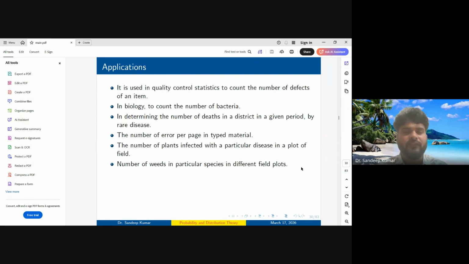The number of plants infected with a particular disease in a plot of a field. The number of weeds of a particular species in different field plots. All these types of applications come under the Poisson distribution, and in those situations you can easily use the Poisson distribution. These are very real life examples of the Poisson distribution.